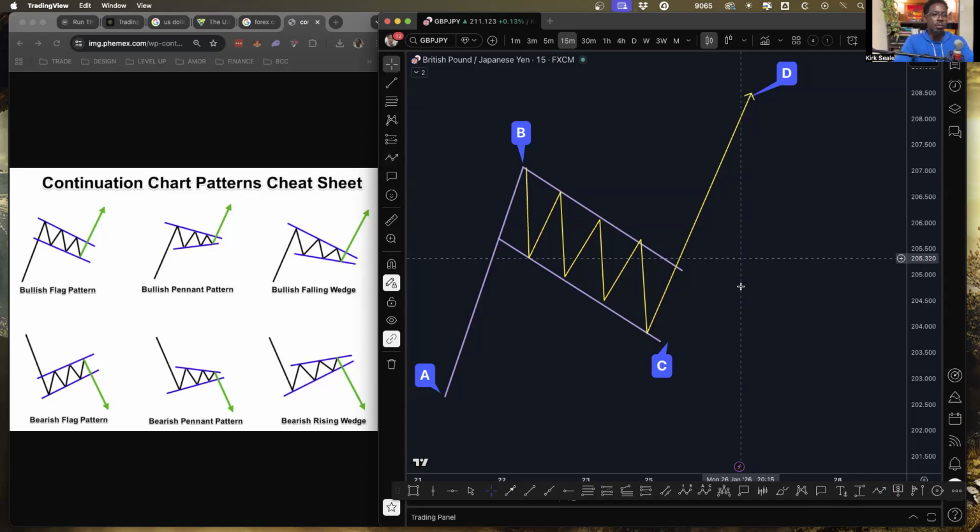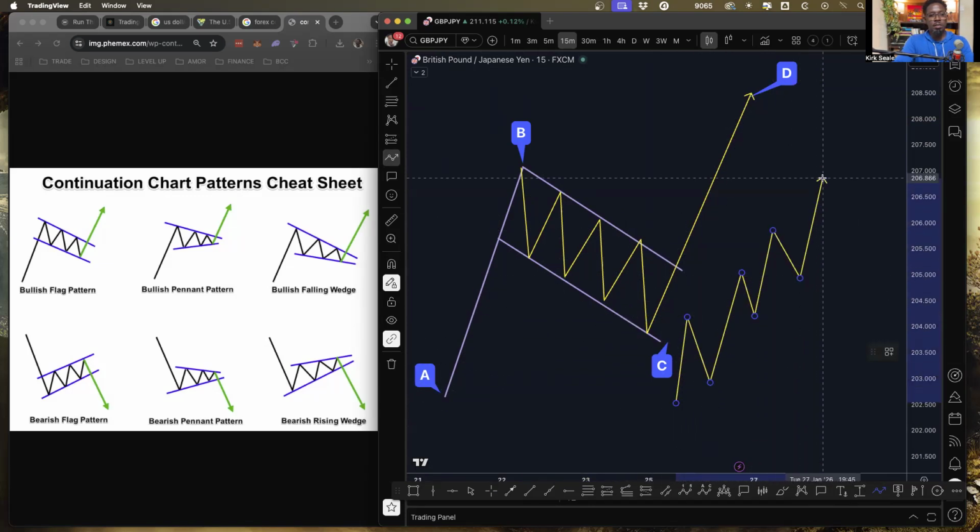Right, cool. Now, when A to B happens, that is telling us price is going up. So this is a bullish trend. From A to B is going to look like this. A to B looks like this.